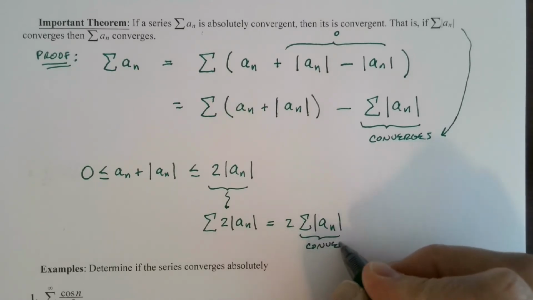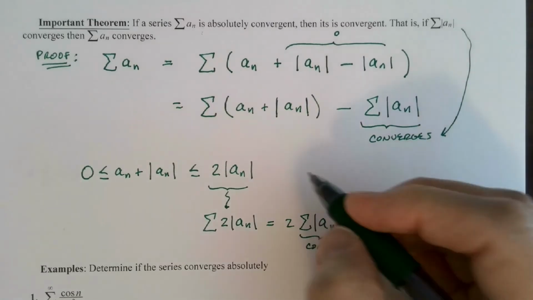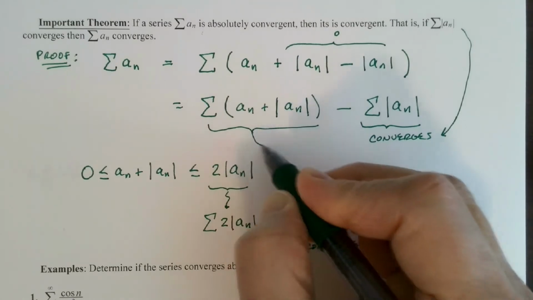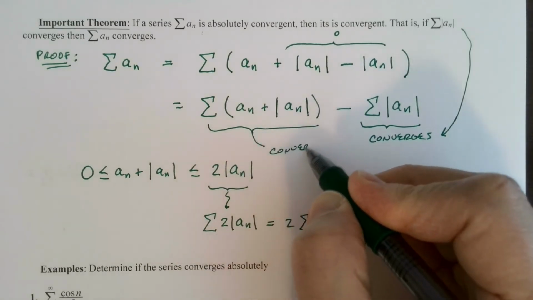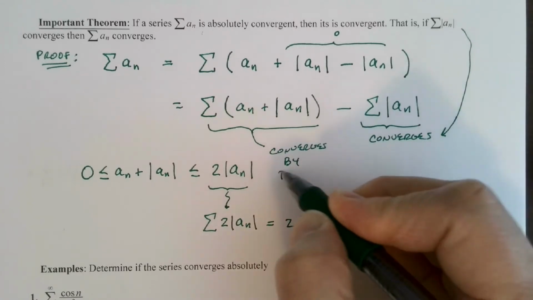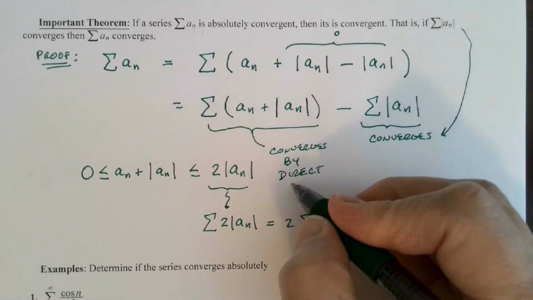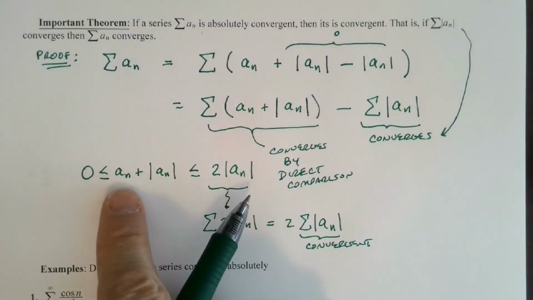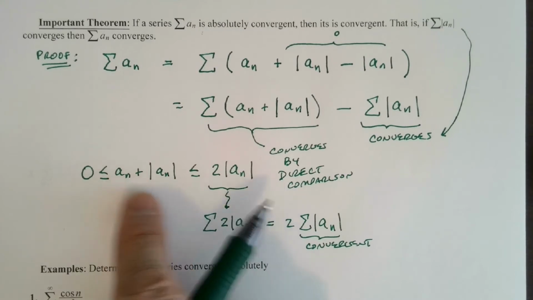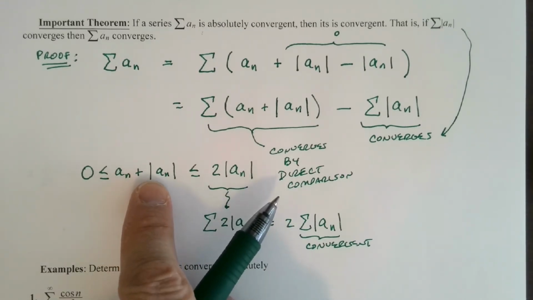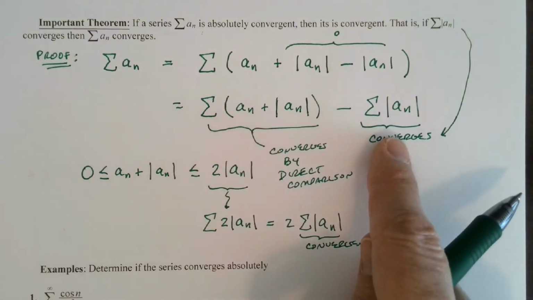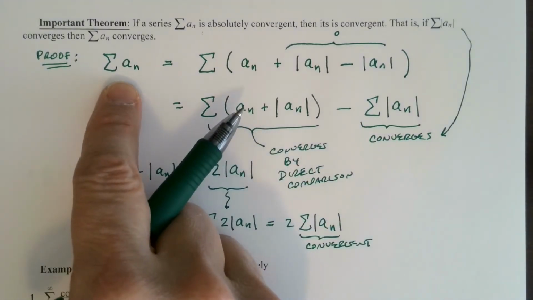I mean, we just talked about this. And so what do we know? This information here tells us that this series here converges by direct comparison. And we talked about comparison tests in the last video. And we can do the direct comparison now because, by adding a sub n to the absolute value of a sub n, these terms are always going to be non-negative. Okay. So we've shown that this series is convergent and this series is convergent, and therefore the original series must be convergent.